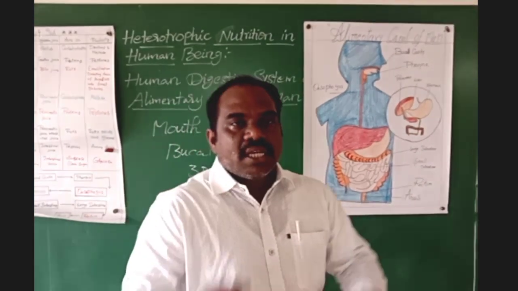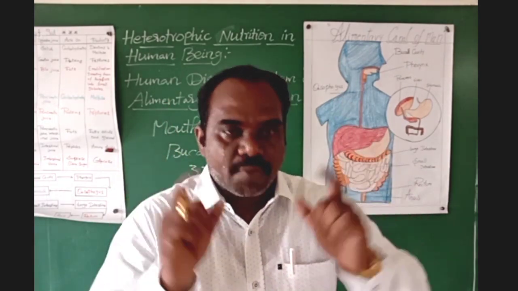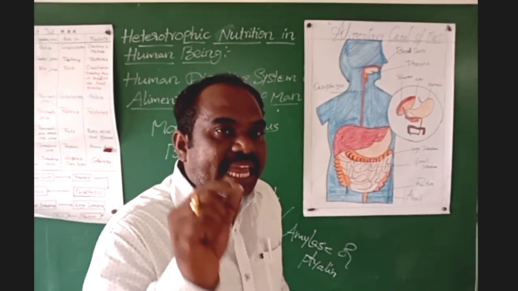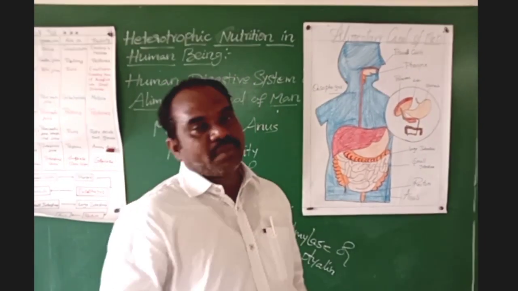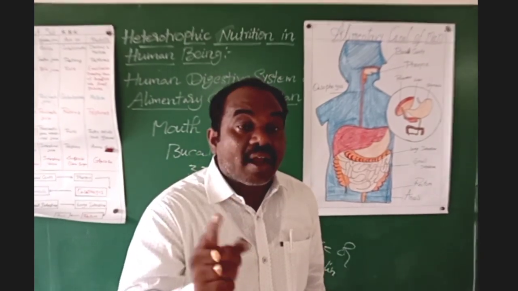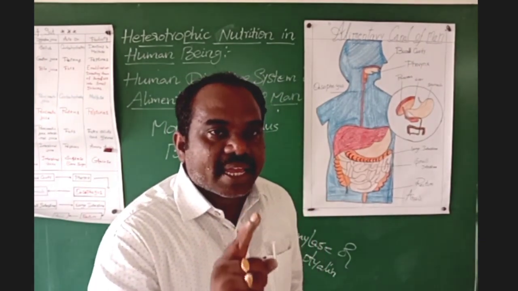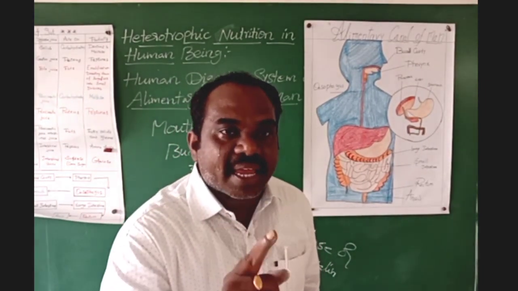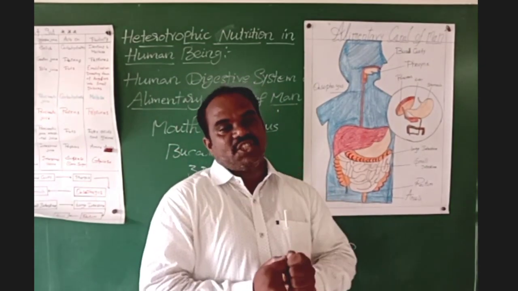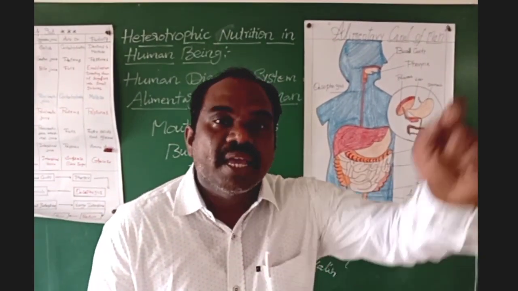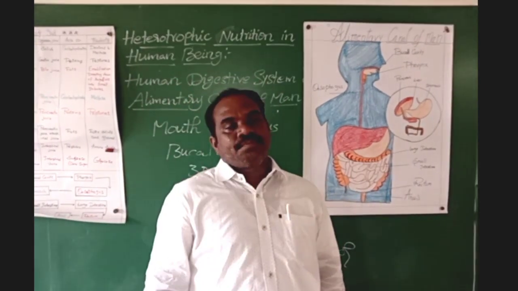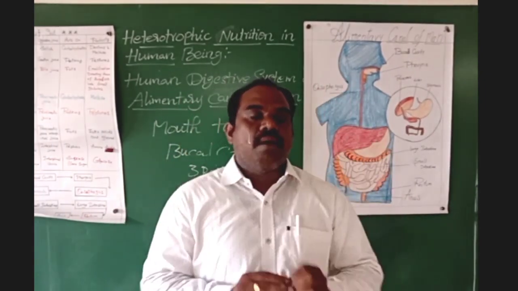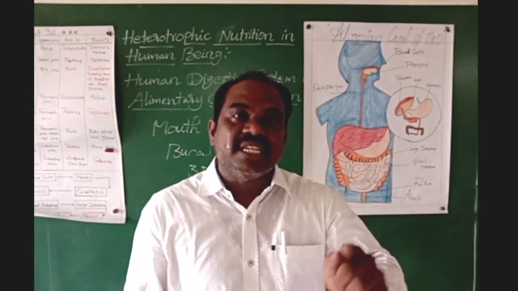Write down, students. Salivary glands secrete saliva. Saliva contains an enzyme called amylase. A-M-Y-L-A-S-E. Amylase enzyme or ptyalin, P-T-Y-A-L-I-N, P silent. What is the other name of amylase? Ptyalin. This enzyme is present in saliva.